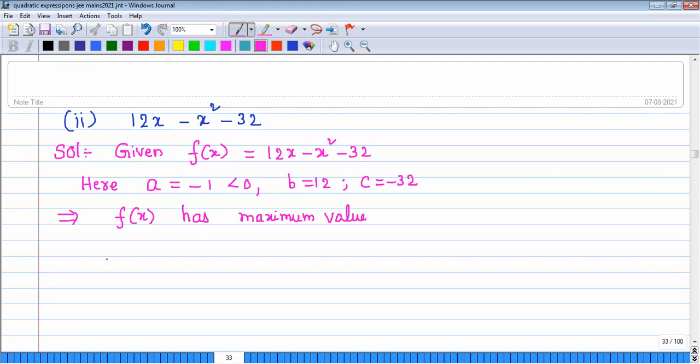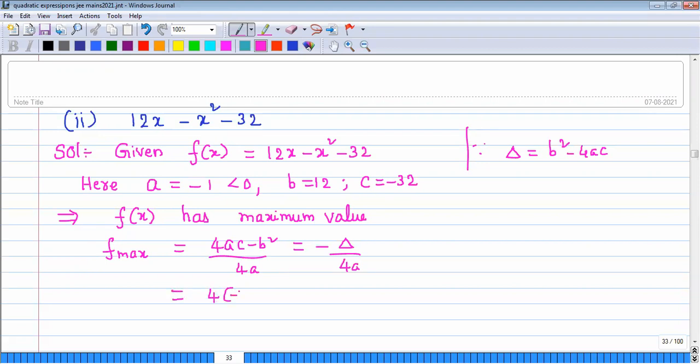What is the formula for f maximum? 4ac minus b square upon 4a. Or you can remember like this also, minus delta by 4a, because delta is equal to b square minus 4ac. So now 4 times minus 1 times minus 32, minus 68, sir. 12 square. Yes, sir, 68, not minus.